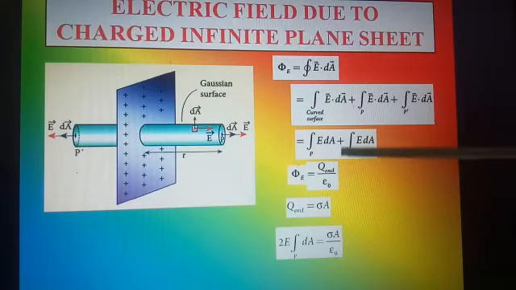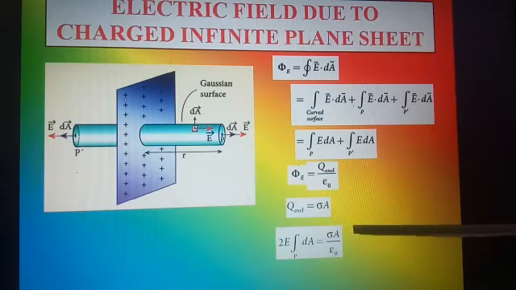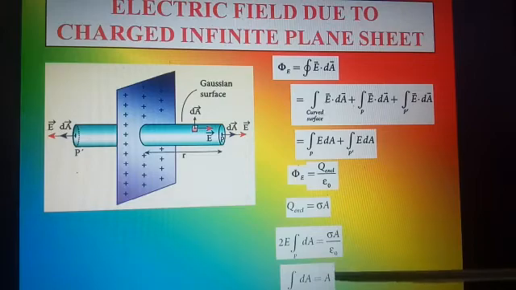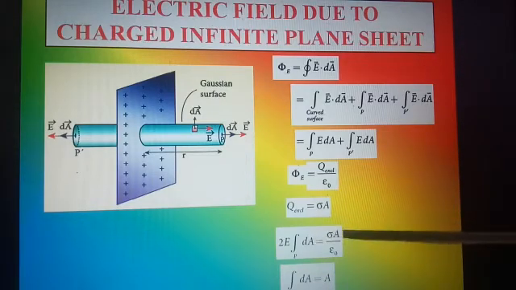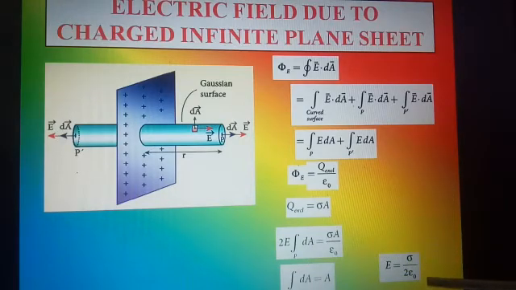You can substitute this value in this equation, meaning 2E integration over P of dA is equal to sigma A by epsilon naught. But the integration of dA value is A. Substituting this A here, A and A cancel each other, and we get the E value as sigma by 2 epsilon naught. Since the magnitude of electric field at these two equal surfaces is uniform, the electric field due to an infinite plane sheet of charge depends on the surface charge density and is independent of the distance r.